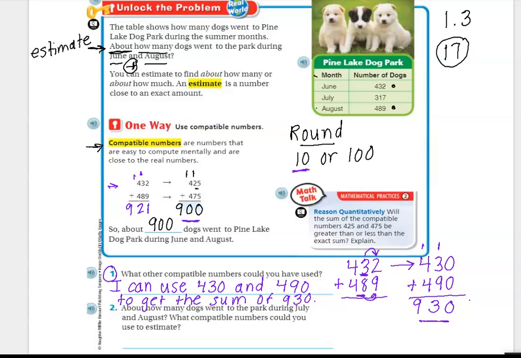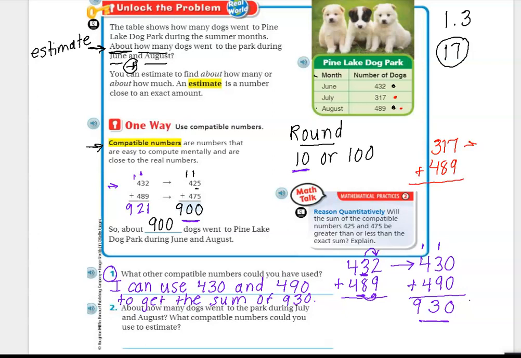So let's go down to the second problem. About how many dogs went to the park during July and August? So now we're looking at some other numbers in our chart. What compatible numbers could we use? Okay, so let's take a look. We have 317 and 489. I'm going to write my notes over on the side. And let's round these numbers.